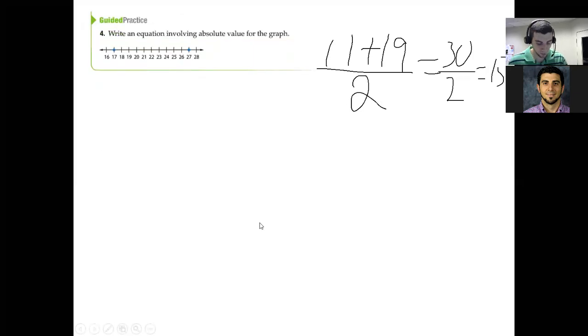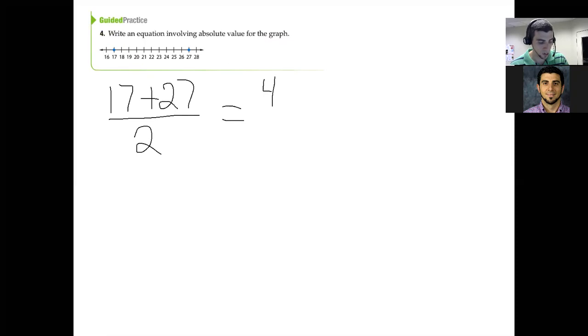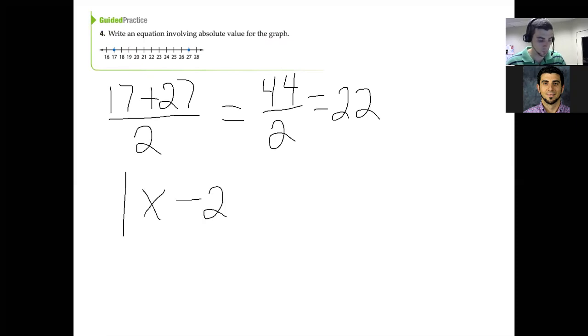All right, so let's write an absolute value equation for this graph. Go ahead and pause the video. Okay, so we have 17 and 27. I'm going to add those up and divide by 2. So 44 divided by 2 is 22. The middle number is 22, so it's going to be x minus 22 equals, now how far up and down can I go from 22? Well, if I go from 22 to 27, that's 5 units. And if I go from 22 to 17, that's also 5 units. So it's equal to 5.